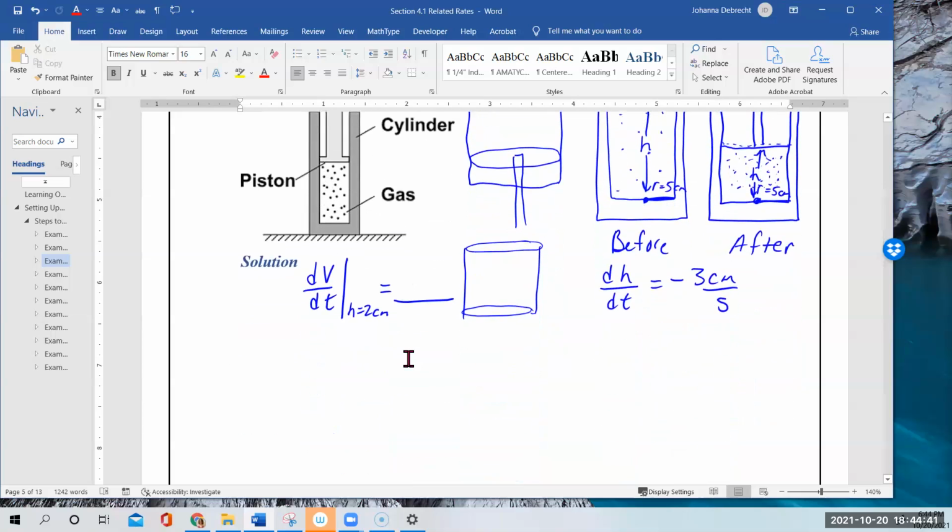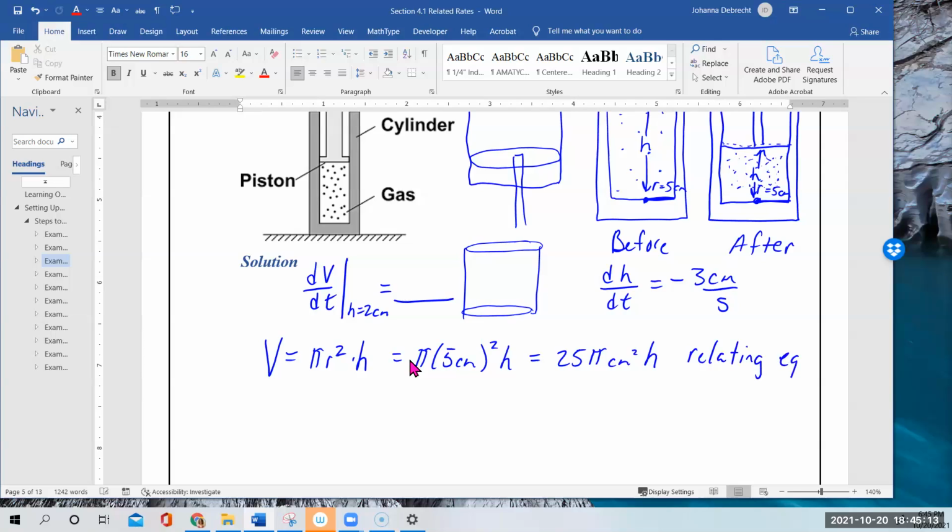The equation that I come up with is the volume of a cylinder, which is the area of the base, pi r squared, times the height. Since my r never changes and is always 5 centimeters, I can replace r with 5 centimeters, square it in the formula, and I get 25 pi centimeters squared times h. This is the relating equation that relates the volume to the height.